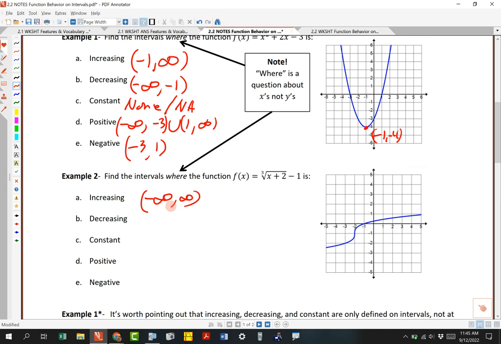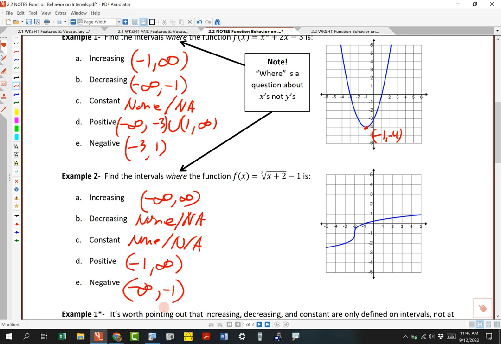It's always increasing. Well, if it's always increasing, it's not going to be decreasing anywhere. It's not going to be constant anywhere. Positive? Lydia, where does this start being positive? At -1, and then it continues being positive on the rest of this. So this is going to be from -1 to infinity, round brackets around both of them, and then Caleb, where's it negative? Very good, round brackets around both of those.